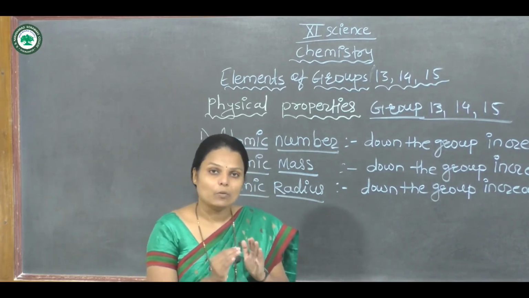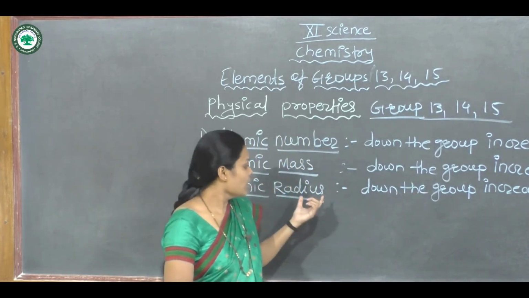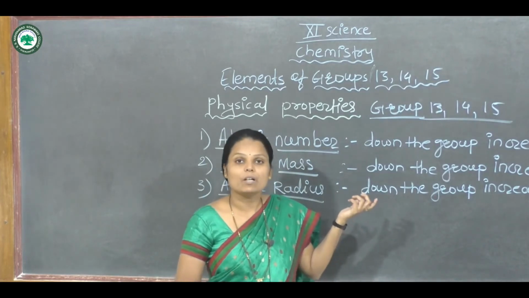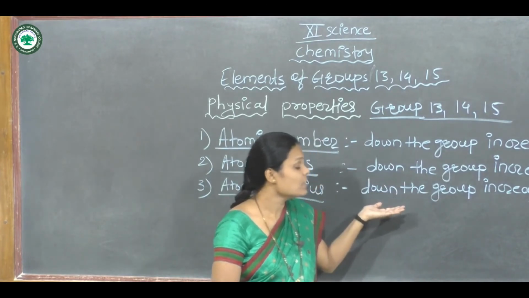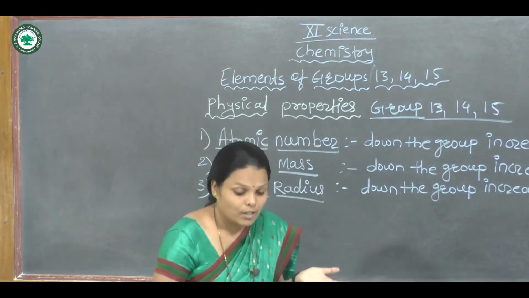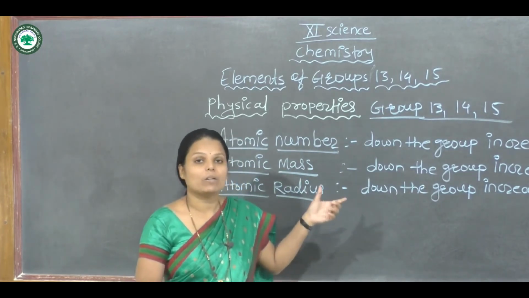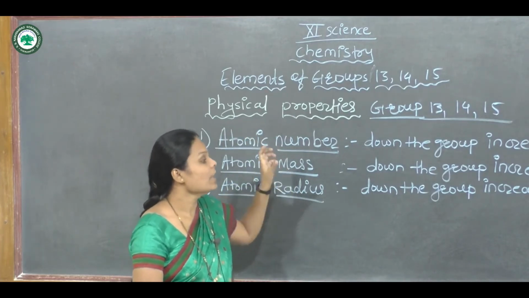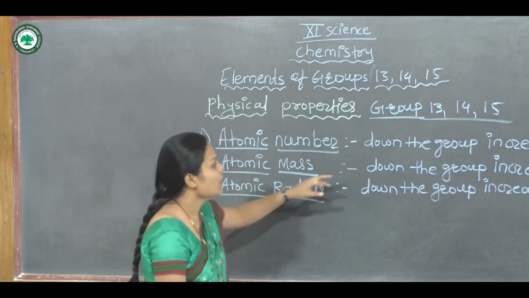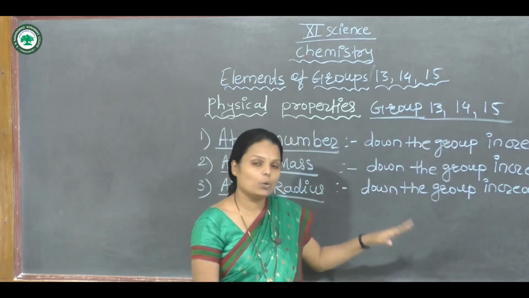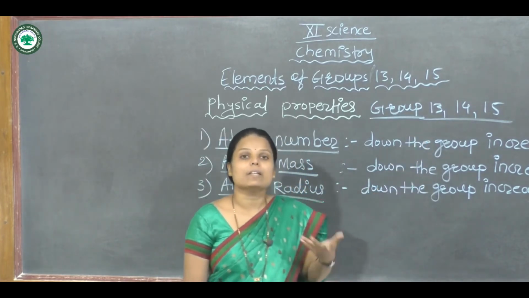Here the value is not important, but the trend is important, because these are physical properties. In these physical properties, the trend is important, not the value. Okay. Now this is the atomic radius: in group 14, the atomic radius increases down the group, and group 15 is a similar case, down the group the atomic radius increases.